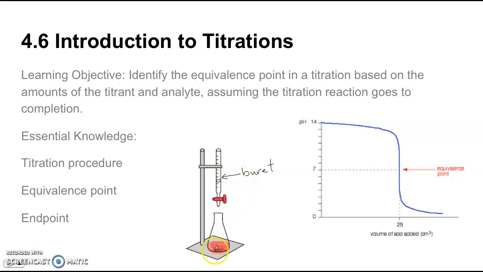And down here you have the Erlenmeyer flask, and we use the Erlenmeyer flask so we can swirl the solution as we go. The solution that's in the Erlenmeyer flask is called the analyte. So down here it's the analyte, and up here the solution is the titrant.